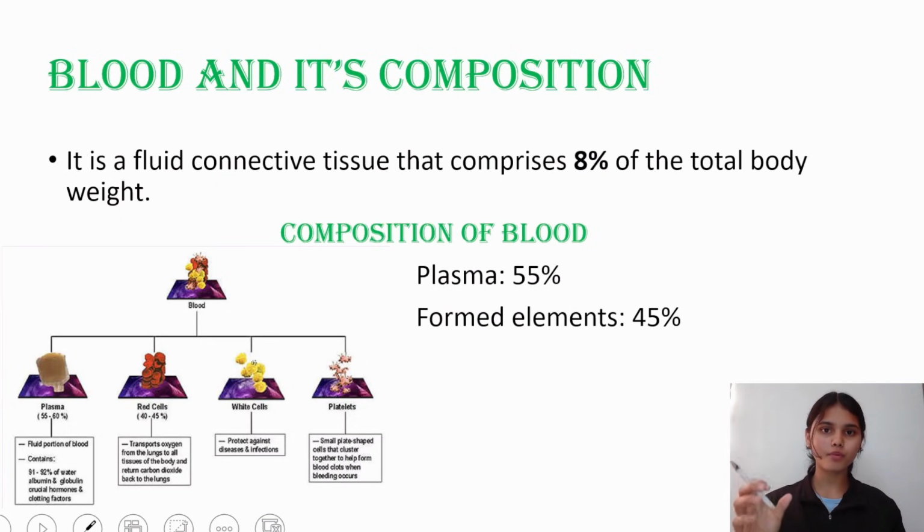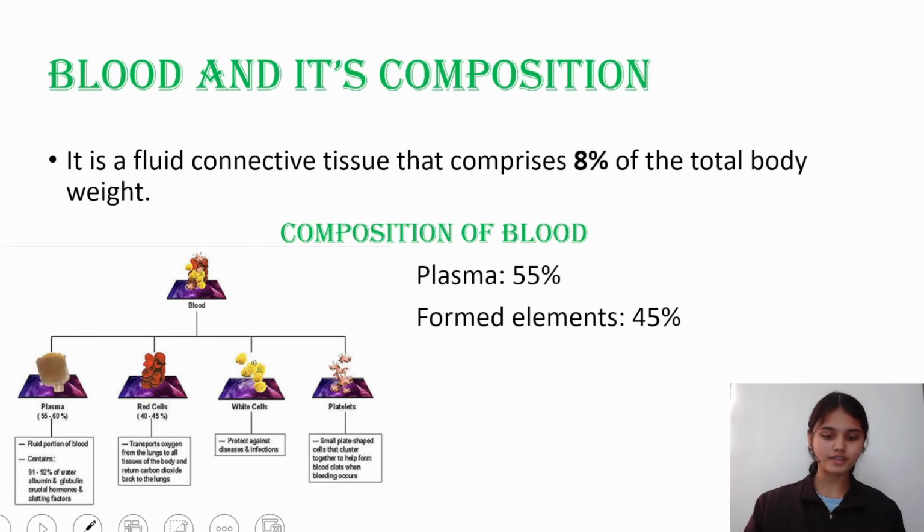Now, the plasma component contains like 91 to 92% of water, as you can see here. It also contains albumin, globulin, and fibrinogen. Albumin comprises about 55% of the plasma proteins. We'll learn about that later, but albumin is like the star protein. Now, composition of blood. Plasma comprises 55% of the total blood volume.